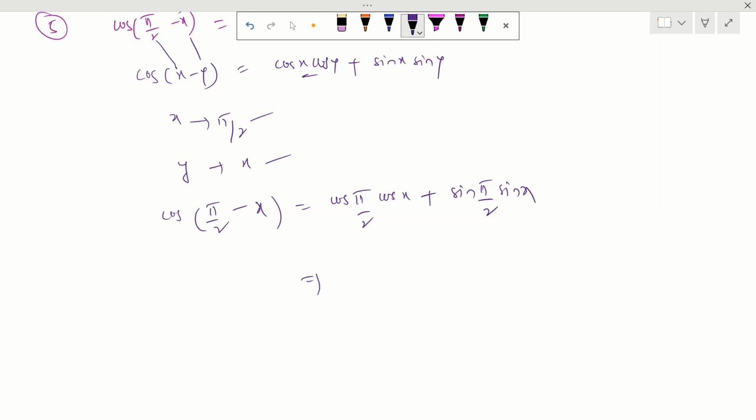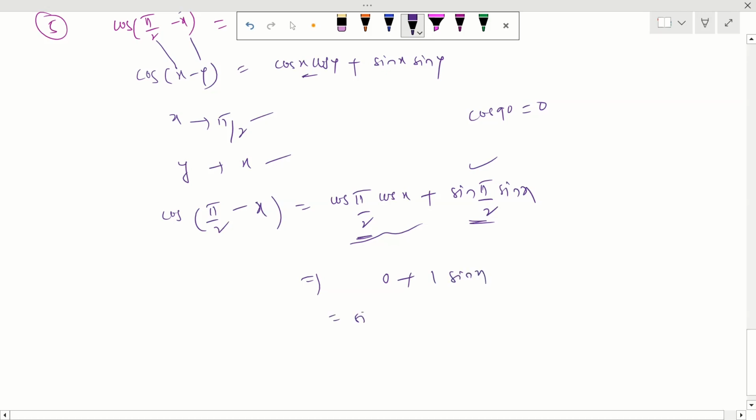So cos pi by 2 means cos 90. Cos 90 value is 0, so this term will become 0. And sin pi by 2 is sin 90, which is 1. Then it is 1 into sin x, therefore it is sin x. Hence this one is proved.